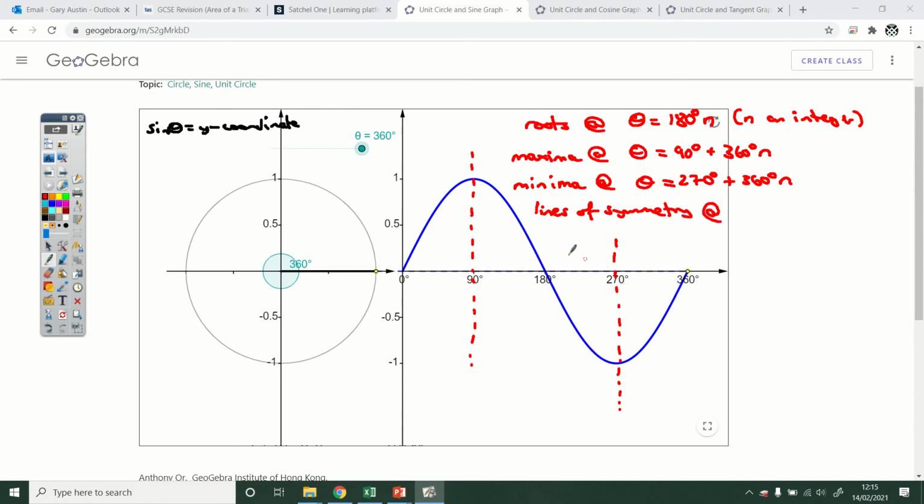Well, these are a little bit closer together. These are 180 apart, starting at the first one, which is at 90 degrees. So that's 90 degrees plus multiples of 180, again using 180 times n.